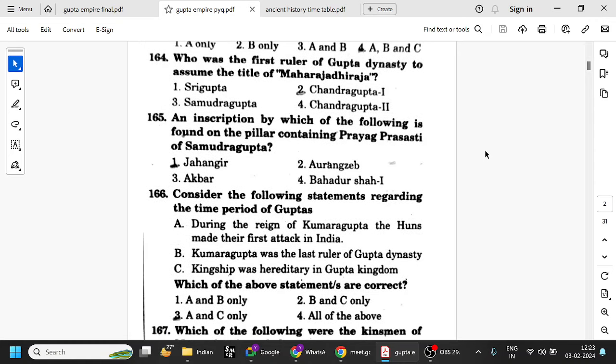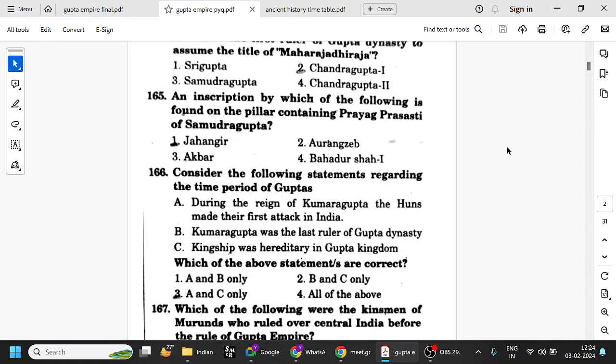An inscription by which of the following is found on the pillar containing the Prayag Prashasti of Samudragupta? Basically Samudragupta gave this Prayag Prashasti, and Prayag means the Allahabad region. In that region we have seen that big pillar, that inscription. And also Jahangir, who is much later, long after, in the Mughal period. So Jahangir is also related to the Prayag Prashasti. On the existing pillar, Jahangir also gave an inscription. So remember that. Both are from very different times.